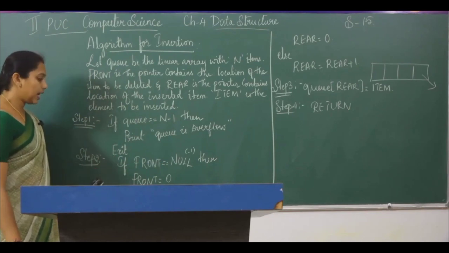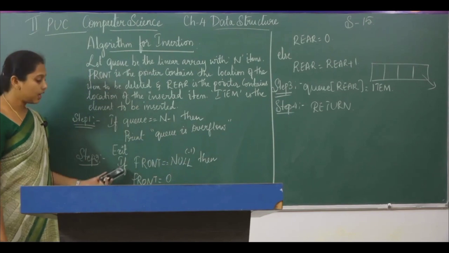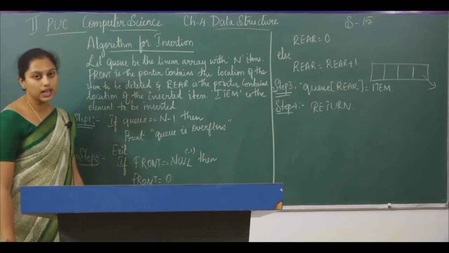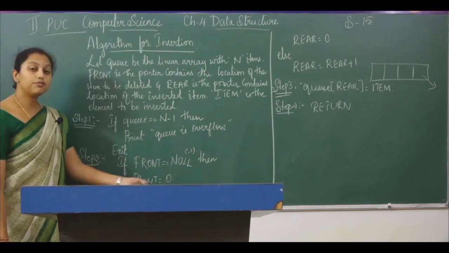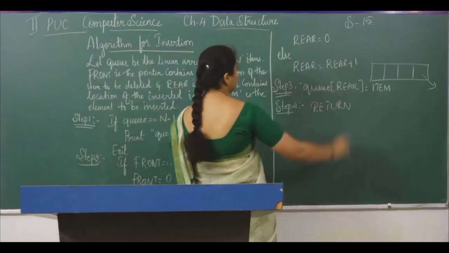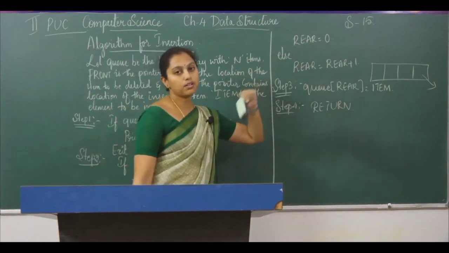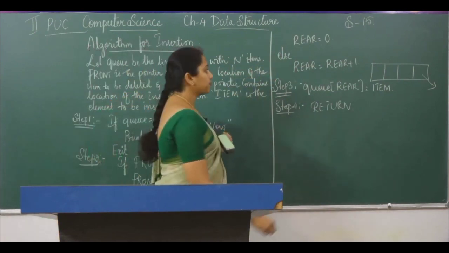So in the next step, we are checking for another condition, that is, whether q is empty or not. That is, if front is equal to null, then the front as well as rear pointer is obviously 0. It does not contain any item, which means the front and rear pointers are also 0.